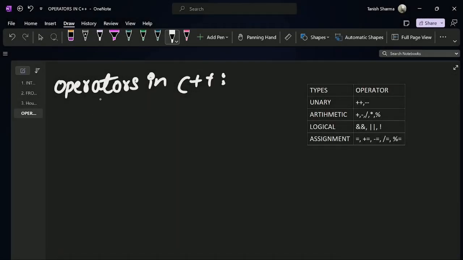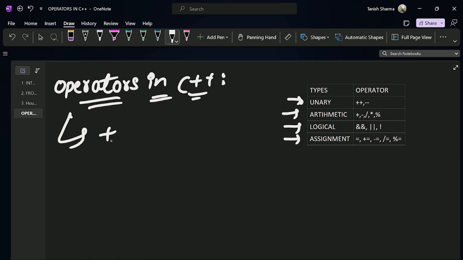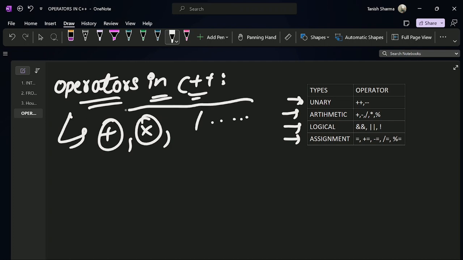So in this video, we'll be taking a look at the operators in C++. That is the unary operator, the arithmetic operator, the logical operator, and the assignment operator. Operators are used to perform some operations. Like if you want to do addition, multiplication, division, and so on, or some other operations, in that case you will require some operators.